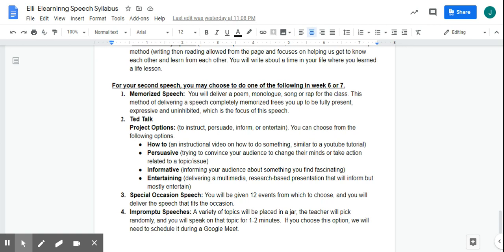So you can do a memorized speech, like a poem, monologue, or a rap. You can do a TED Talk where you're instructing us about something or you're trying to persuade us of something. You can do a special occasion speech, like if you were giving a toast at a wedding. So there's going to be 12 different events you can choose from.